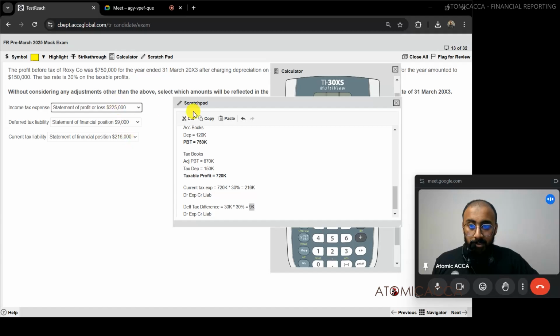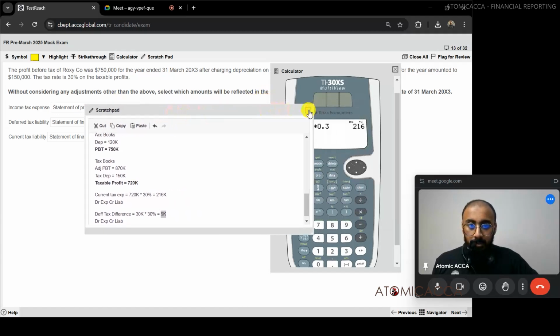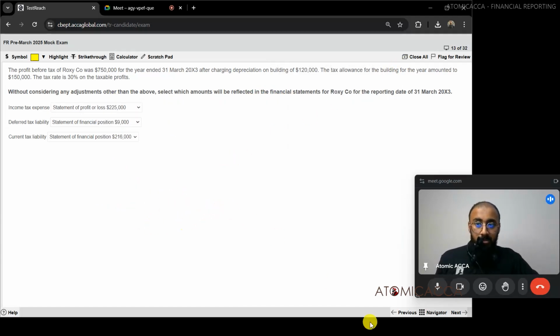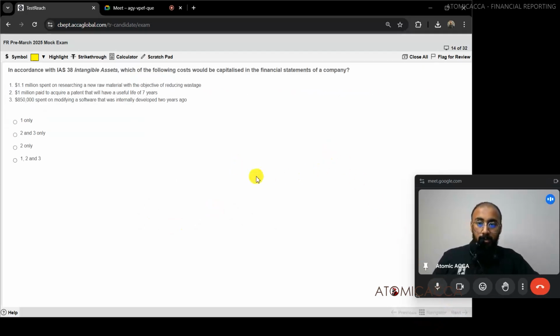9 plus 16 is 25. Okay, so this question is over for the IAS 12 taxation question. Let's move to the next one. In accordance with IAS 38, which of the following costs should be capitalized? So you have to see which one meets the development criteria.